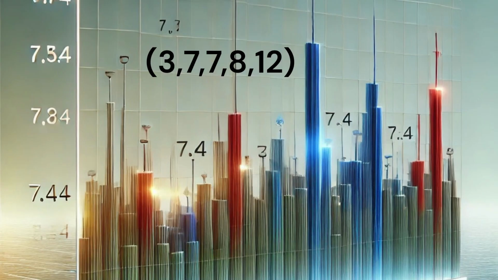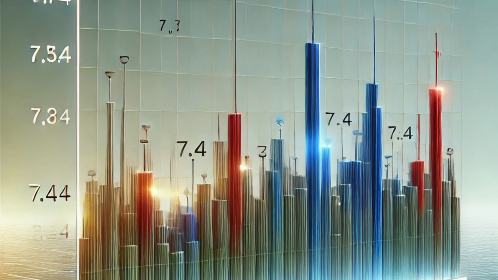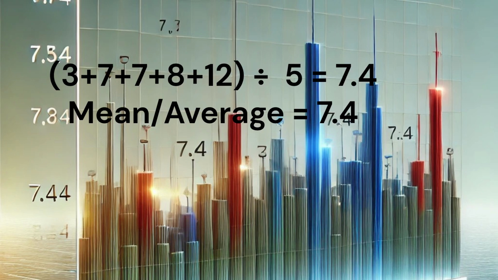Understanding the mean. The mean, or average, is a measure of central tendency. It gives us a sense of the typical value in a data set. To calculate the mean, you simply add up all the numbers and then divide by the total count.